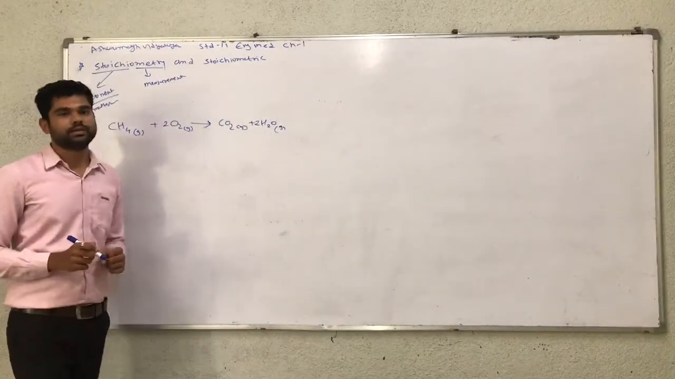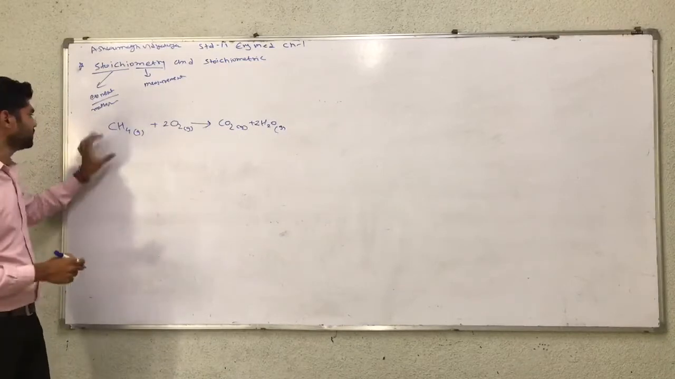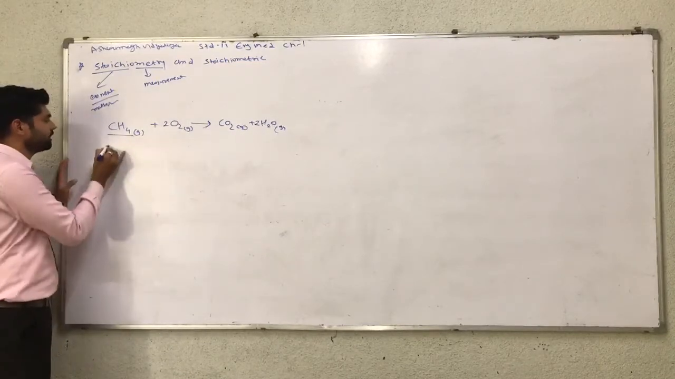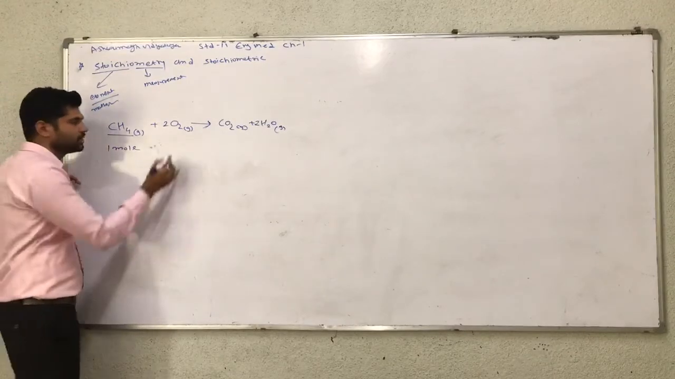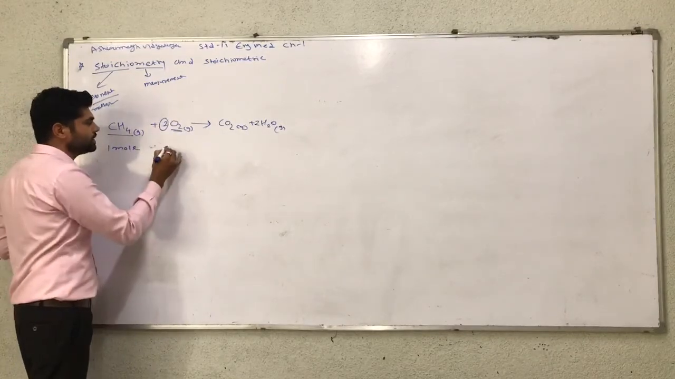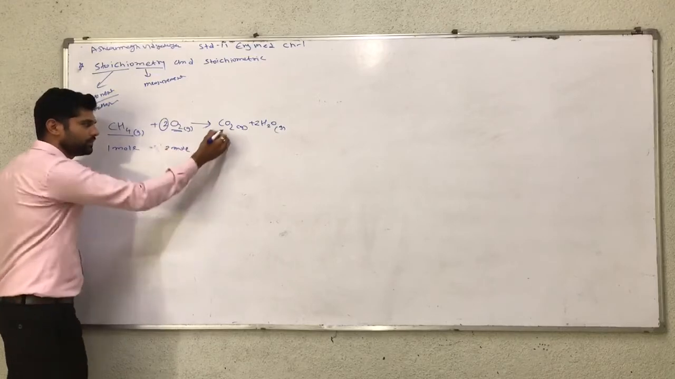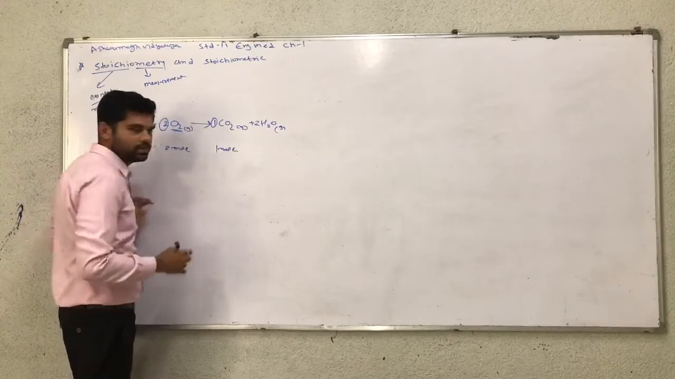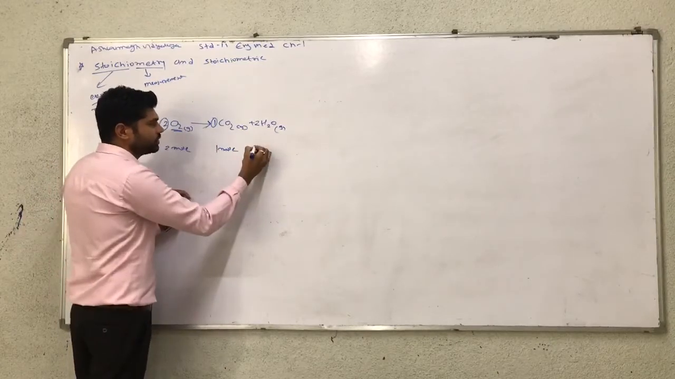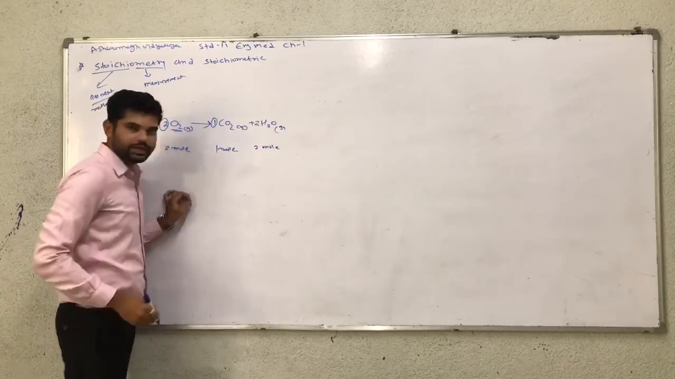Now information about this equation. It means CH4 has 1 mole, which reacts with O2. 2 means 2 moles of O2, which gives 1 mole of CO2 and 2 moles of H2O.